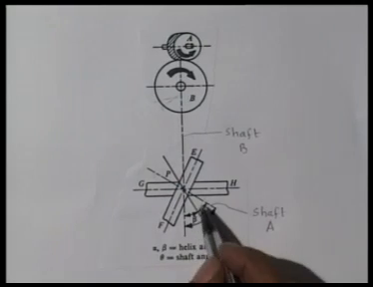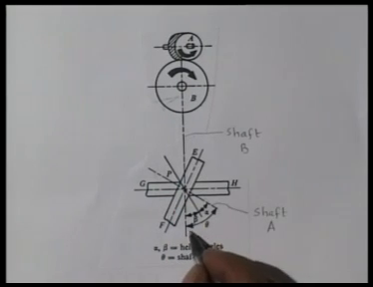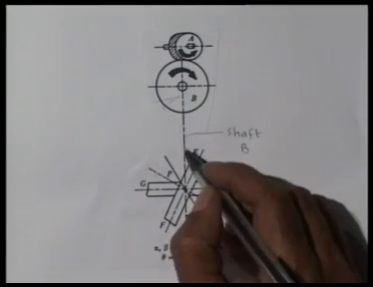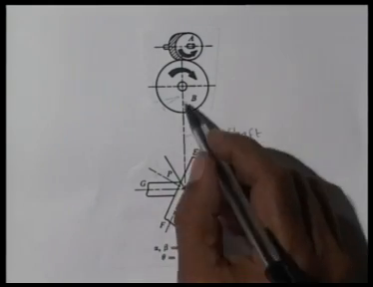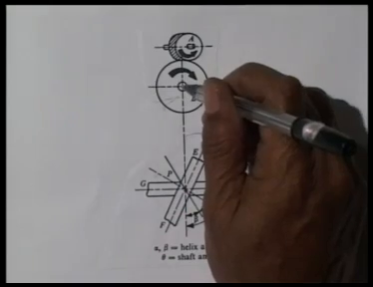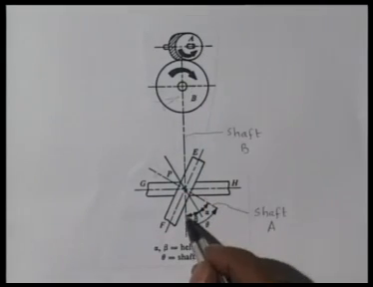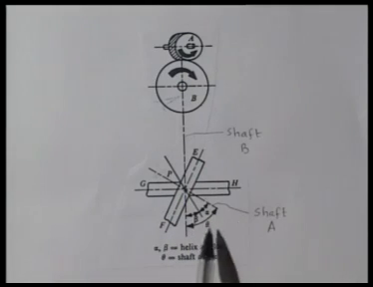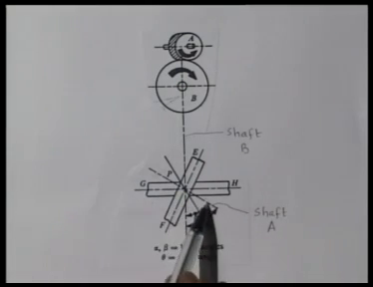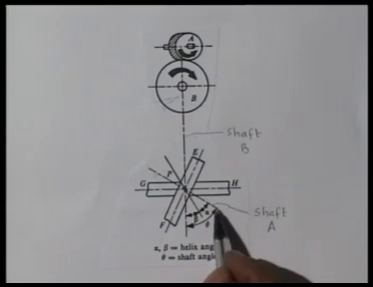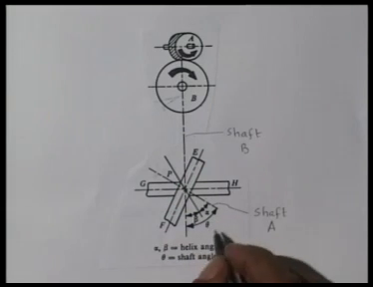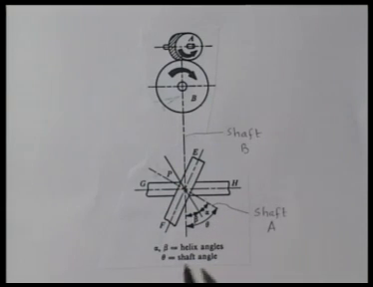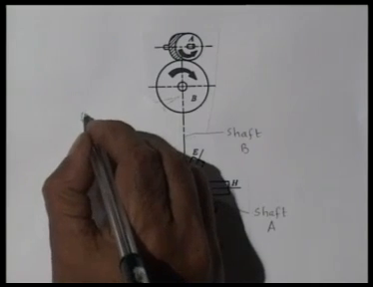The angle between these two shafts is measured by this angle theta. This vertical line represents the shaft of B, which is perpendicular to the plane of the paper. In the top view, I am seeing it here. This line represents shaft of B, and this line represents shaft of A, and the angle between them we call shaft angle. This theta is called shaft angle.